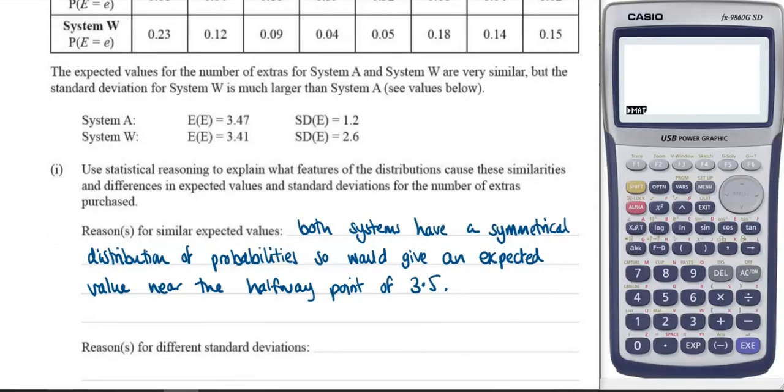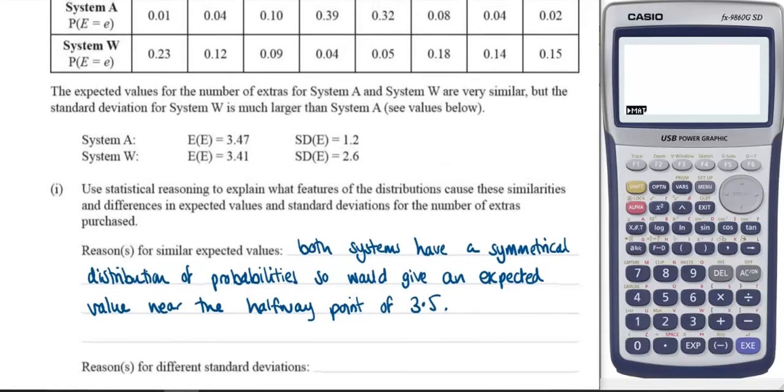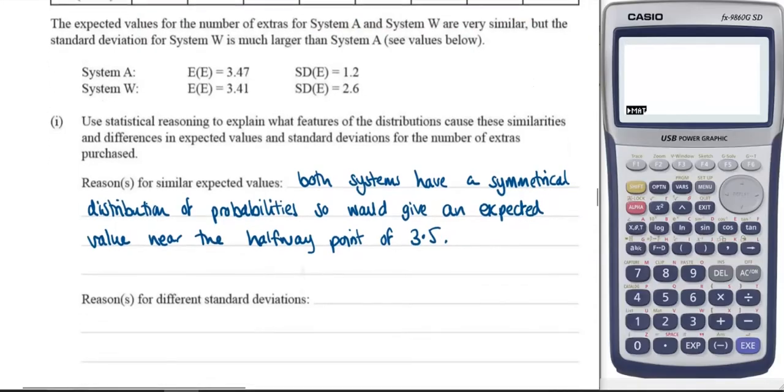Then the reason for the different standard deviations comes from the same thing. System A starts with a small probability, a big probability, then a small probability, so it makes a hump in the middle. It means most of the values are close to the middle, whereas System W has its big stuff happening on the outside. So most of its values are away from the middle, and they've got a bigger variation. I'll just write that up.